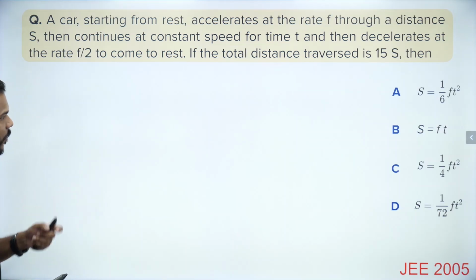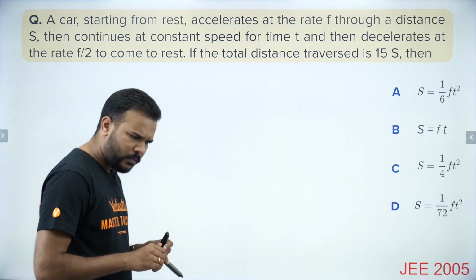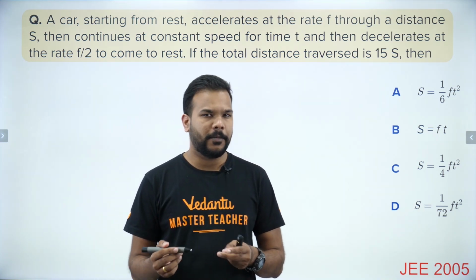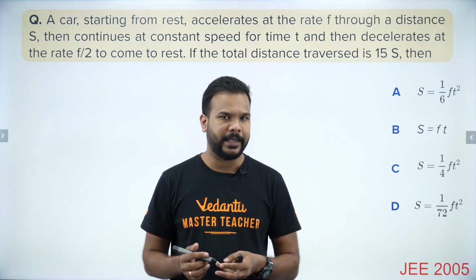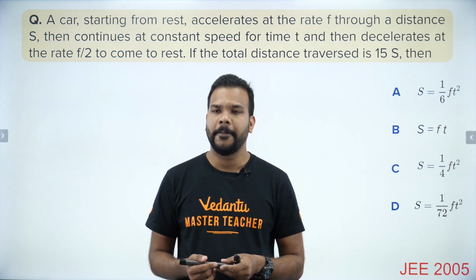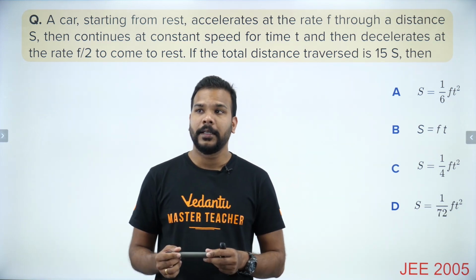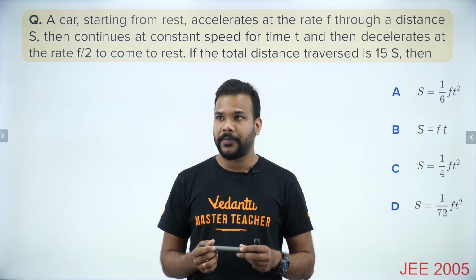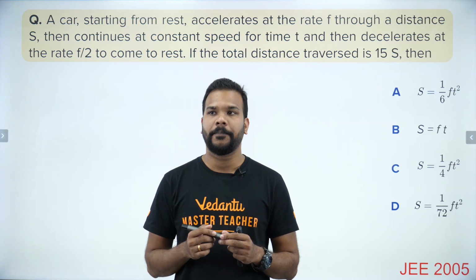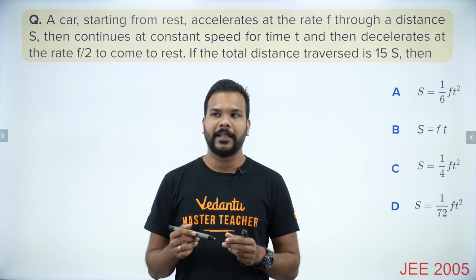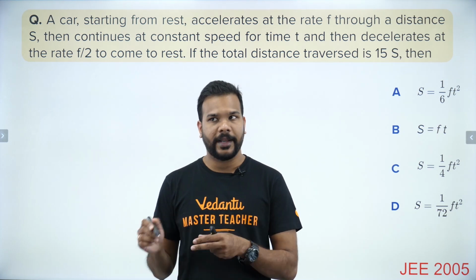So now guys, the next question is there in front of you. This is one of the relatively challenging questions of kinematics, not because it is difficult, but because it is going to be lengthy. Let's read the question. What does the question say? A car starting from rest accelerates at the rate of f through a distance s. Then it continues at a constant speed for time t and then decelerates at a rate of f by 2 to finally come to rest.